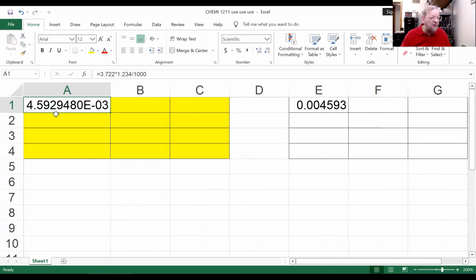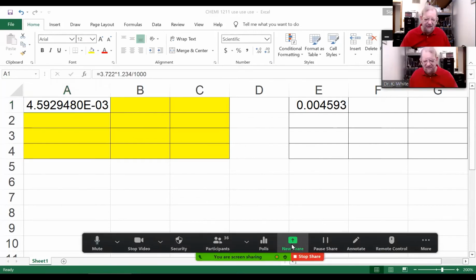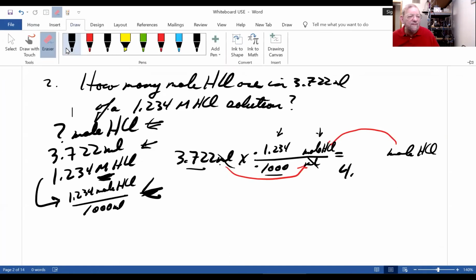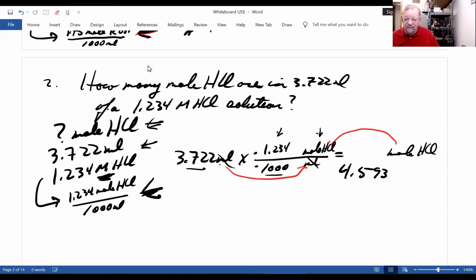So that's 4.593 times 10 to the minus 3, or you could round it off like this did already. And we'll come over here. And that's how you do it.